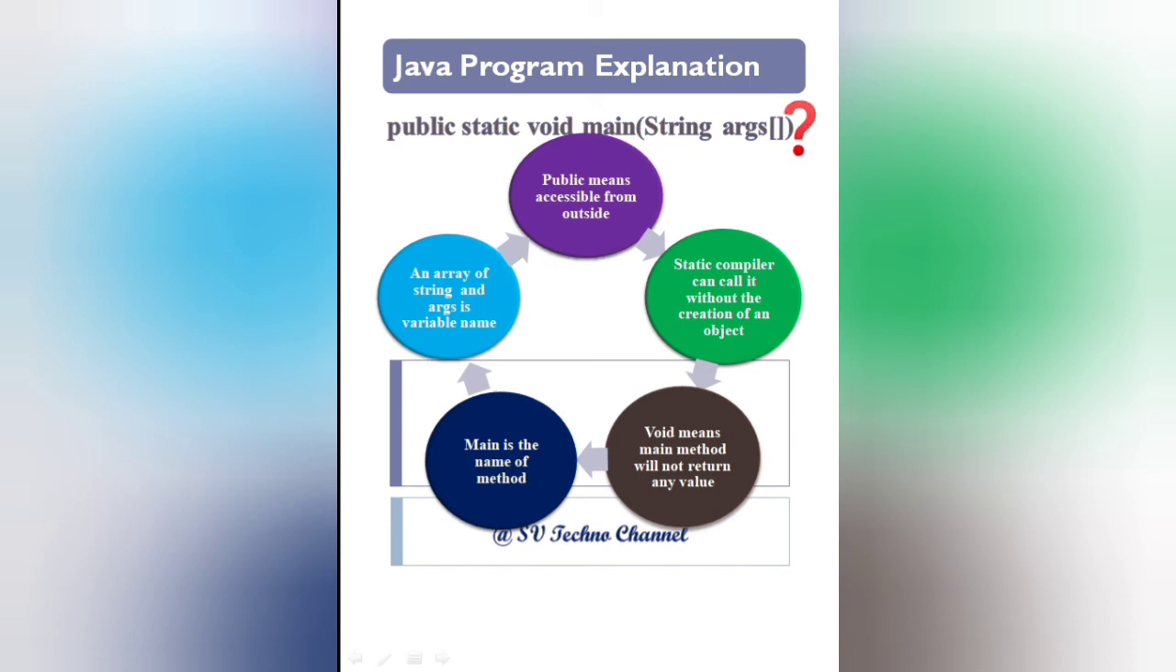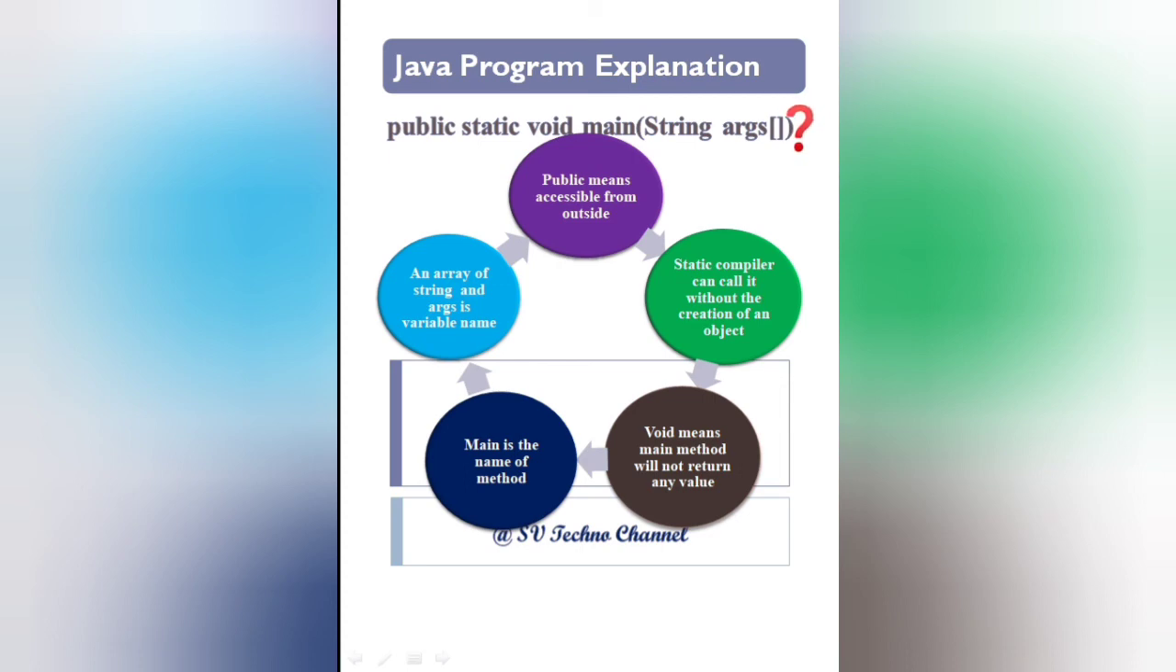Public is an access specifier. It means if you are using public, then you can access the class and method anywhere in the program as well as outside the class. Java main method is always static because the compiler can call it without the creation of an object or before creating the object of the class. Void means the main method will not return any value. Main is the name of the method.